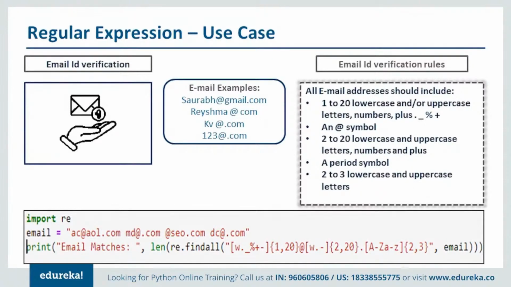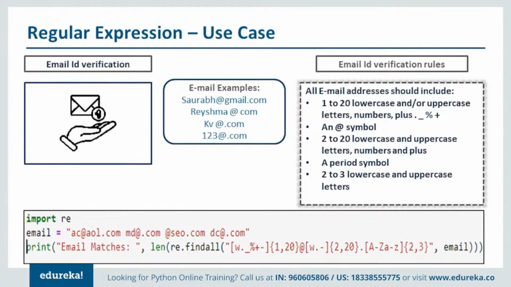The username can be 1 to 20 lowercase or uppercase characters, and can be numbers, plus symbols, dot, underscore, percentage, plus. These symbols can be present in this one. That is why you can see here the regular expression saying W, which is for any kind of word character, alphanumeric. Then we have dot, underscore, percentage, plus, hyphen, minus. The range of characters should be 1 to 20.